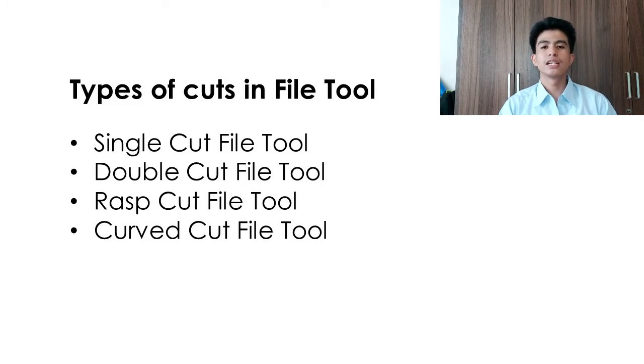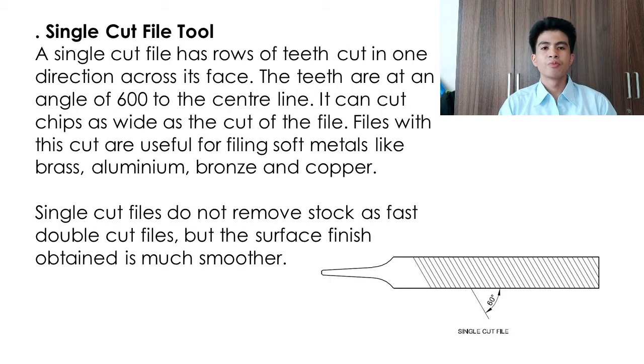The first one is the single cut file tool. This type of cut in file tool has a single set of parallel diagonal rows of teeth across its surface. Its teeth are at an angle of 60 degrees to the center line. It can cut chips as wide as the cut of the file. A file with this cut is suitable for filing soft metals like brass, aluminum, bronze, and copper.